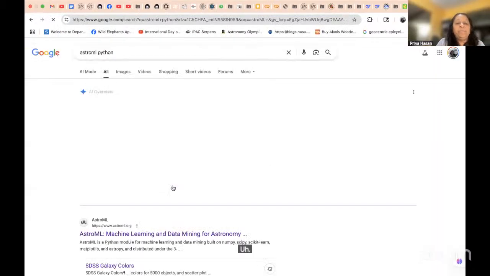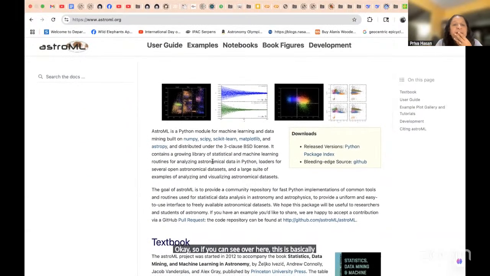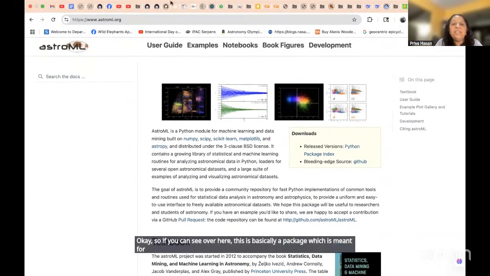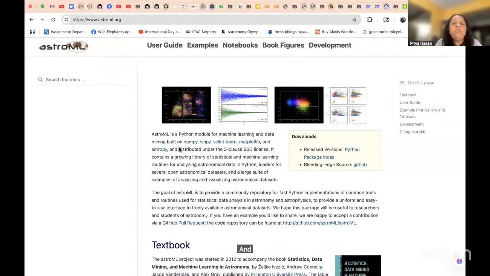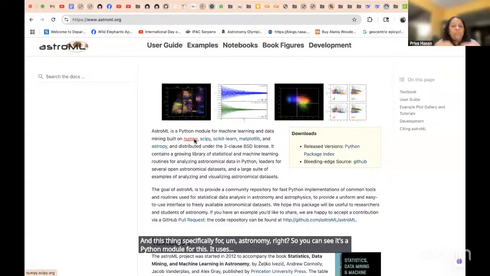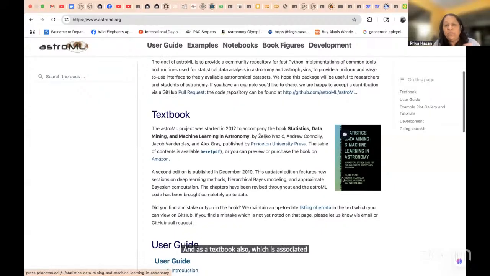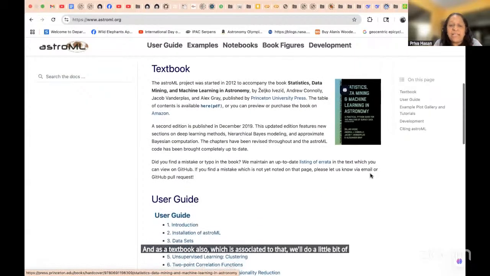If you can see over here, this is a package meant for machine learning, specifically for astronomy. It's a Python module that sits over SciPy and Scikit-learn, above that. So first of all, you need to understand what is there in Scikit-learn, and then you'd understand what's there in this. There's also a textbook associated with it. We'll do a little bit of that theory next week.